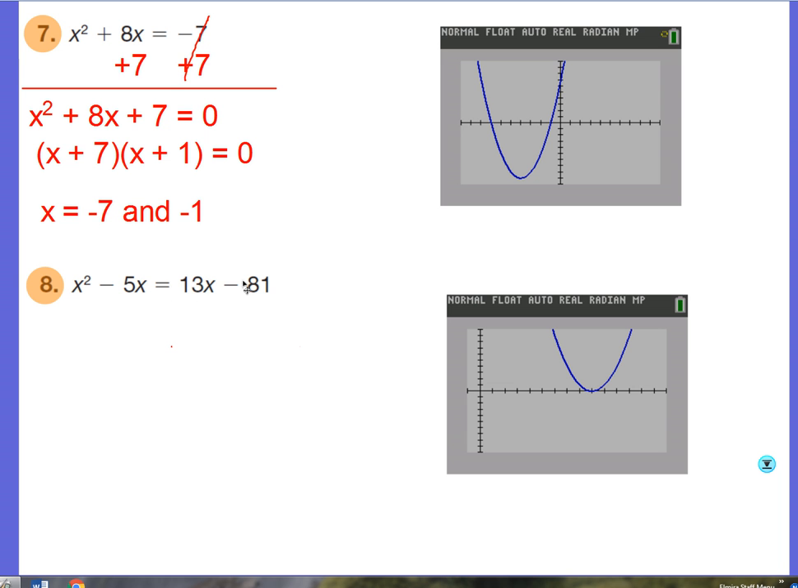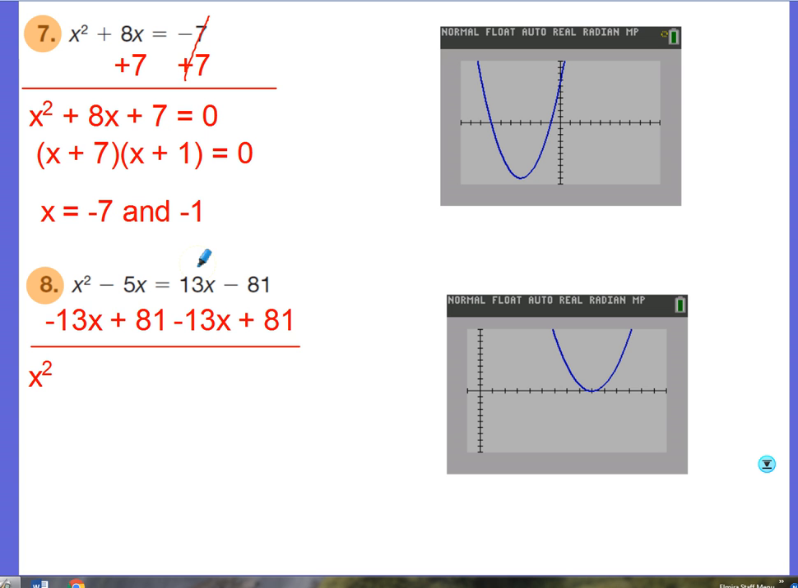Because I've got two terms over here after the equal sign that I've got to move over. So 13x is going to be -13x, and -81 is going to be +81. And we can move those over at the same time. So change the mind, change the sign, and we're going to do the same thing on this side of the equals. So x squared doesn't have any like terms. It's going to come down.